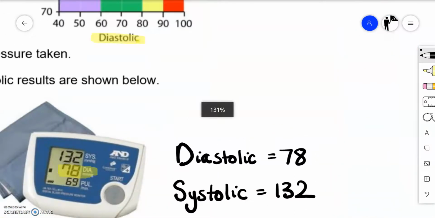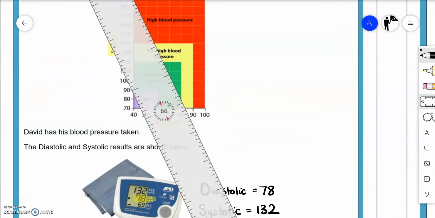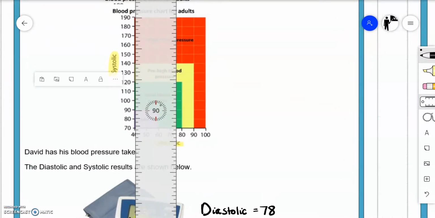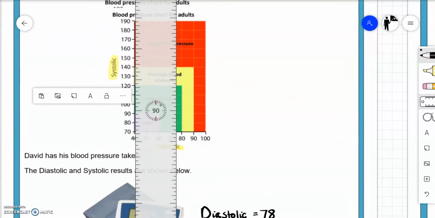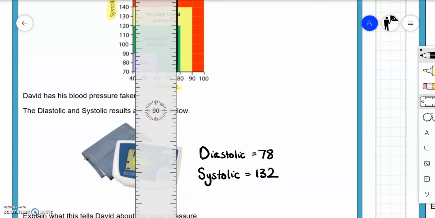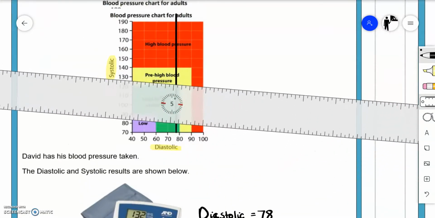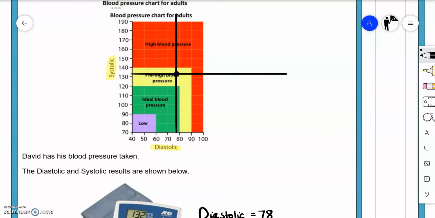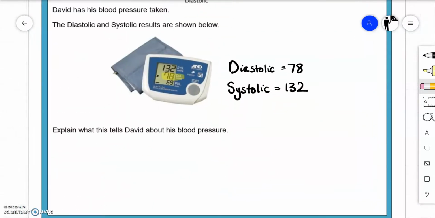So 78 is his diastolic. I'm just going to do this with a ruler. You could probably just do it with your finger. So we're going to go up from 78. Where's 78? That's roughly there. So I'm just going to draw a line up. And his systolic was 132. So that's in this region here. So hopefully you can see that they're crossing over within this yellow region. I'll rub this out now. So essentially you just want to figure out where they cross over. So David has pre-high blood pressure.